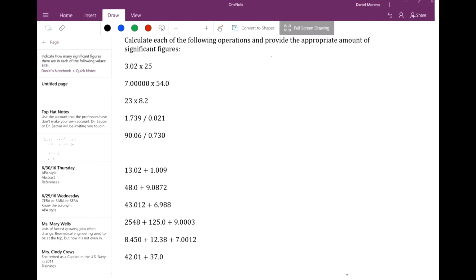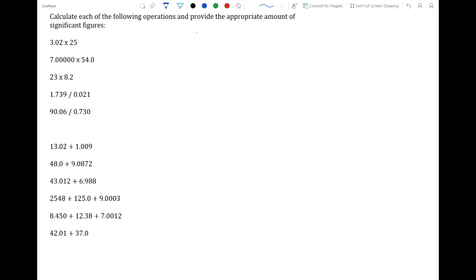Alright, so in this video we're going to be doing some mathematical operations with counting significant figures. Just make sure that before you watch this video you understand how to assign the appropriate amount of significant figures for a particular number, because you're going to be needing that for this video. Alright, so let's get started.